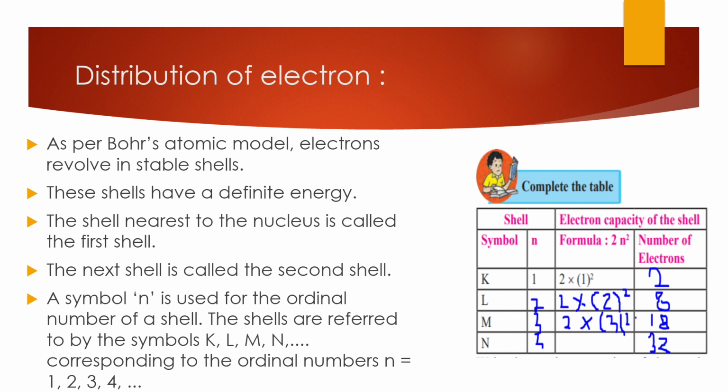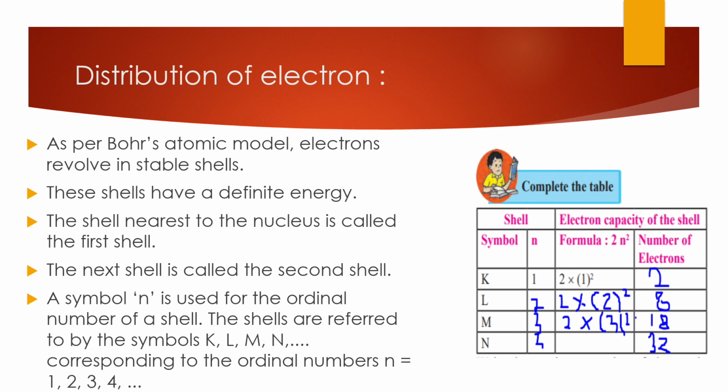You can see, complete the table. In that table you can see the shell, the K shell. If we consider the K shell, it is the first shell after the nucleus, hence n is equal to 1. Now you have to put this value in the formula 2n square. 2 into 1 square is 1, and 2 into 1 is equal to 2. That is why the maximum 2 electrons are present in the K shell.